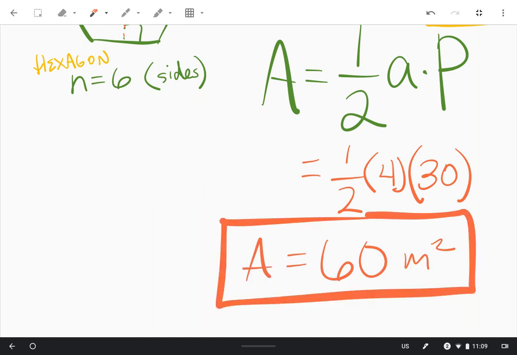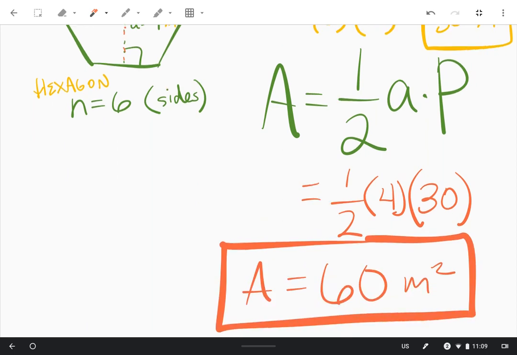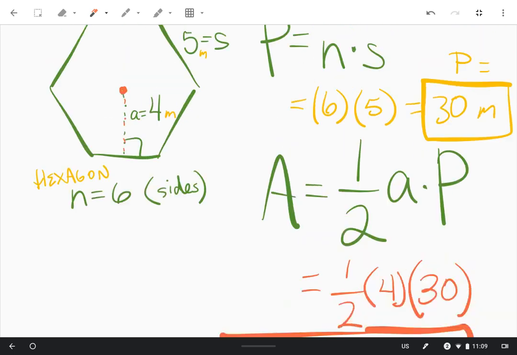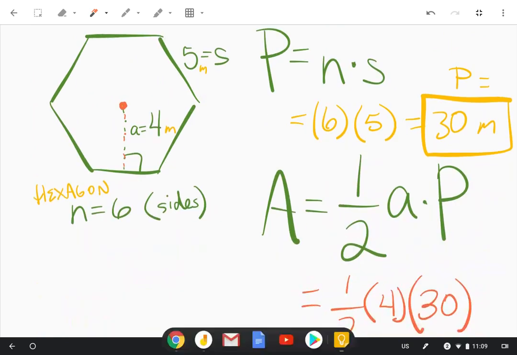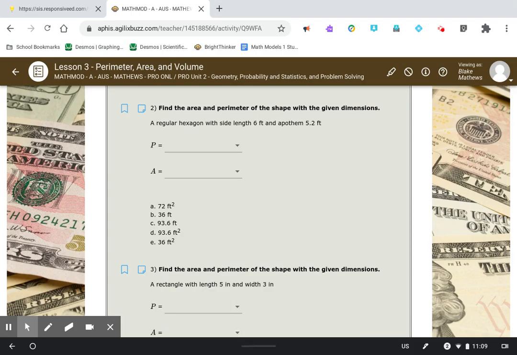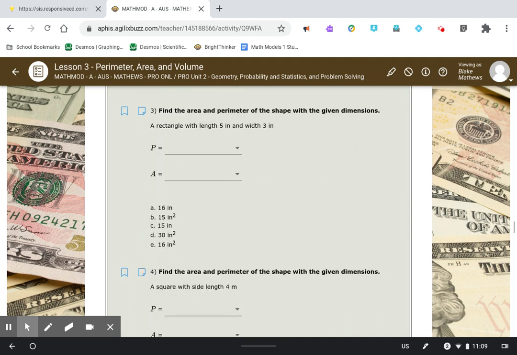So again, I'm not showing you all the calculator work on this, but you can just type these into the calculator when you get to that step where you've got all the numbers plugged in properly. So that's an example of a polygon. All right. Next one is number 3.